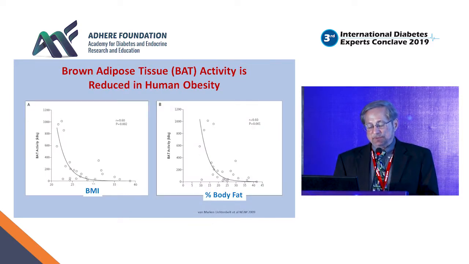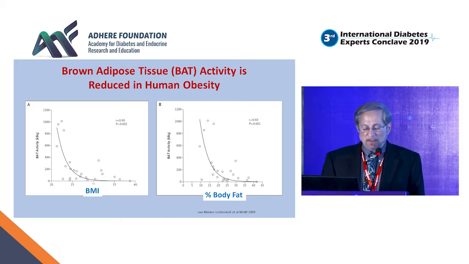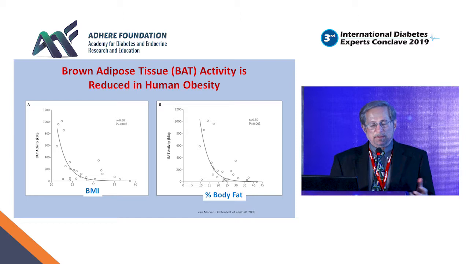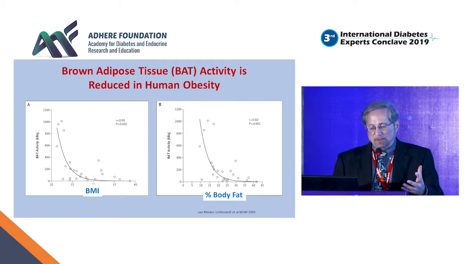We know that patients with obesity have less brown fat than patients that are lean. Here, BAT activity is expressed per BMI and percent body fat. So the hope here is that we could induce brown fat and increase thermogenesis, bring the brown fat mass and activity of patients with obesity back up to what is observed in lean individuals, and cure obesity, right?